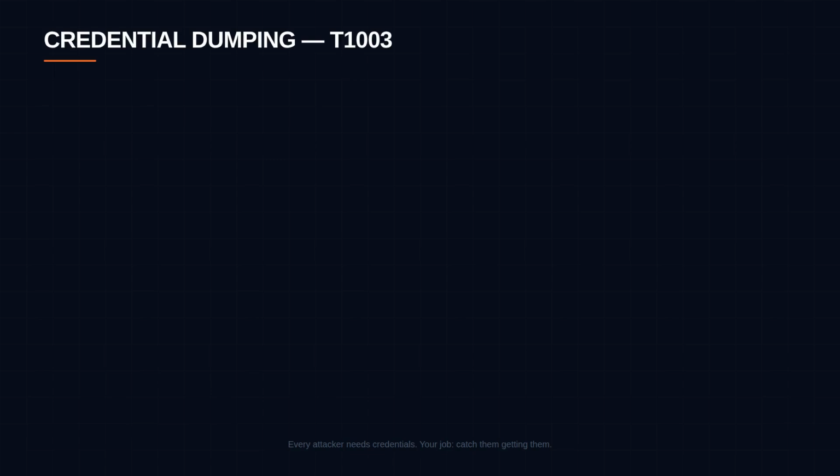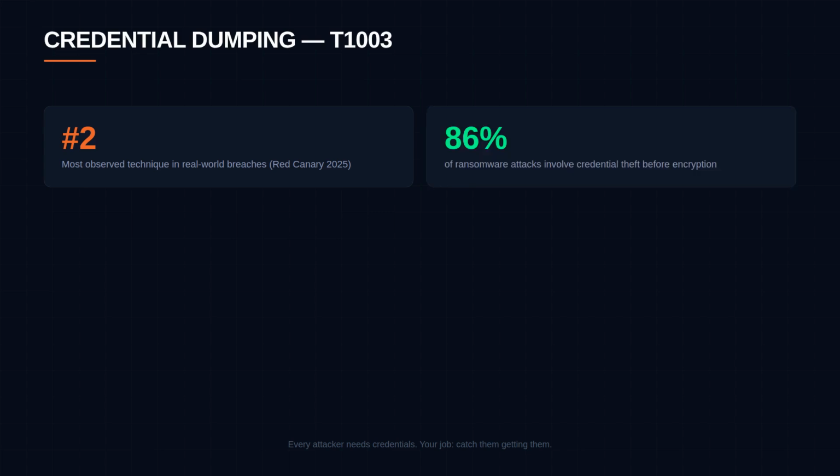Credential dumping is the second most observed technique in real-world breaches, according to Red Canary's 2025 threat report. 86% of ransomware attacks involve credential theft before the encryption payload runs. Attackers need credentials to move laterally, escalate privileges, and maintain persistence. If you can catch them stealing credentials, you stop the breach before it gets expensive.